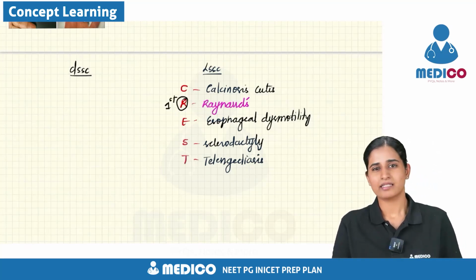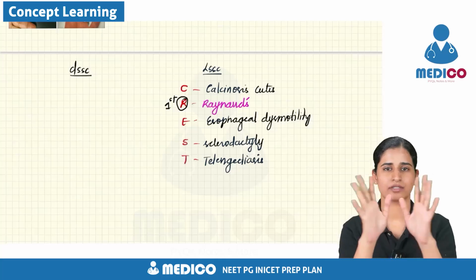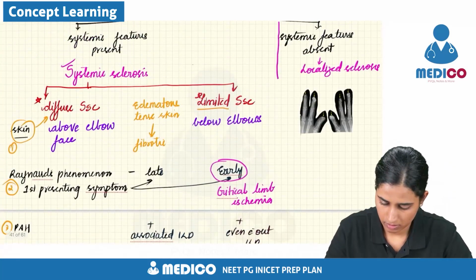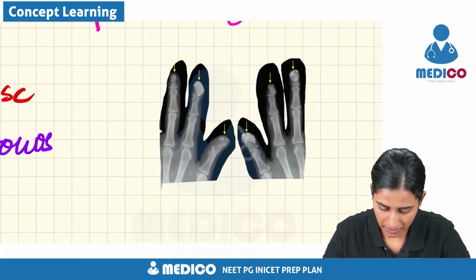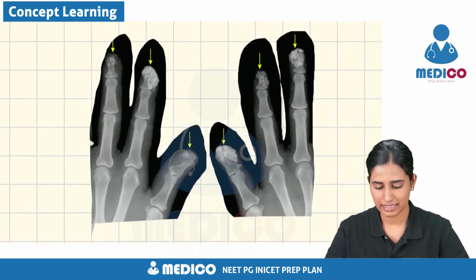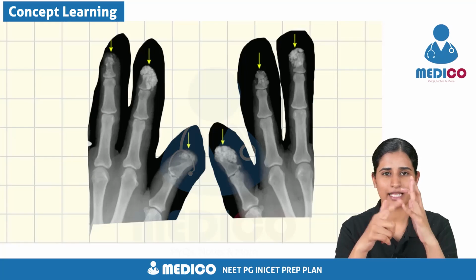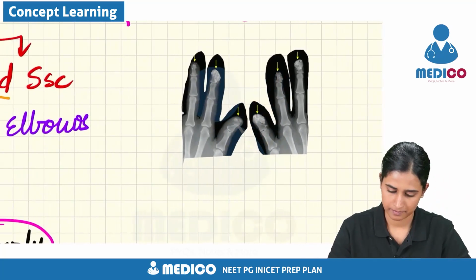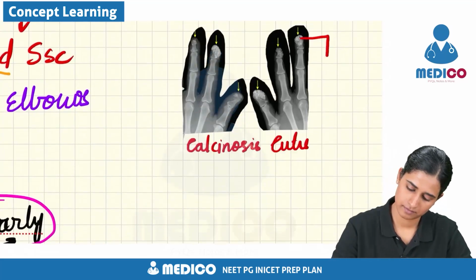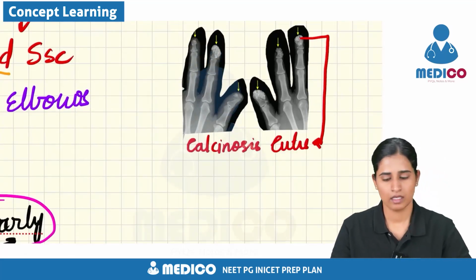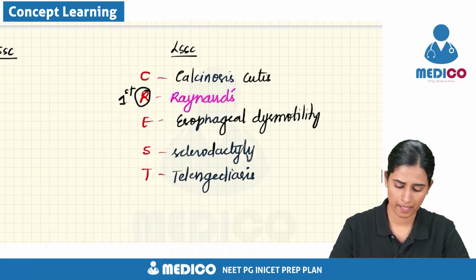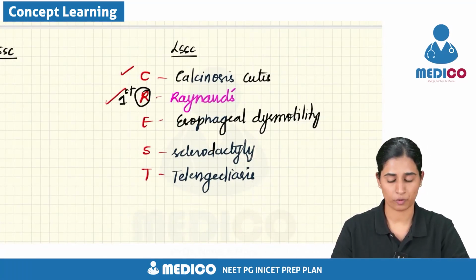So what is calcinosis cutis? Your fingers are calcified. How? If you see in this image, what do you see in the tips? Calcification, right? That is called calcinosis cutis. That is one part of your CREST. Yes, Raynaud's phenomenon we know.